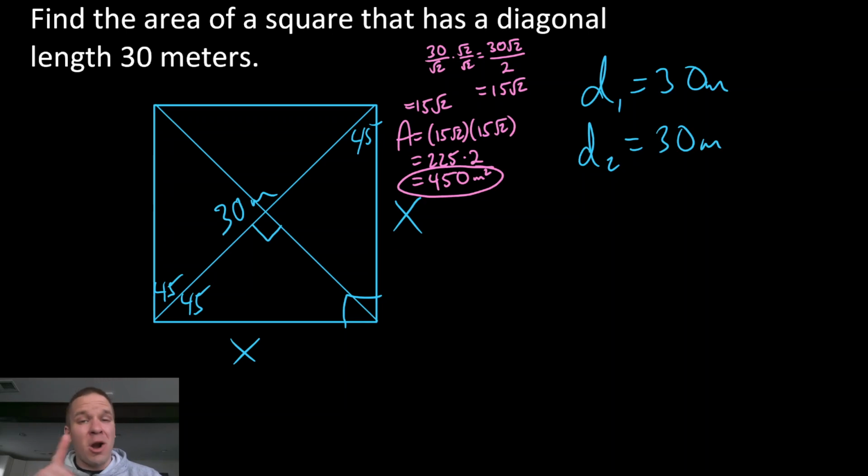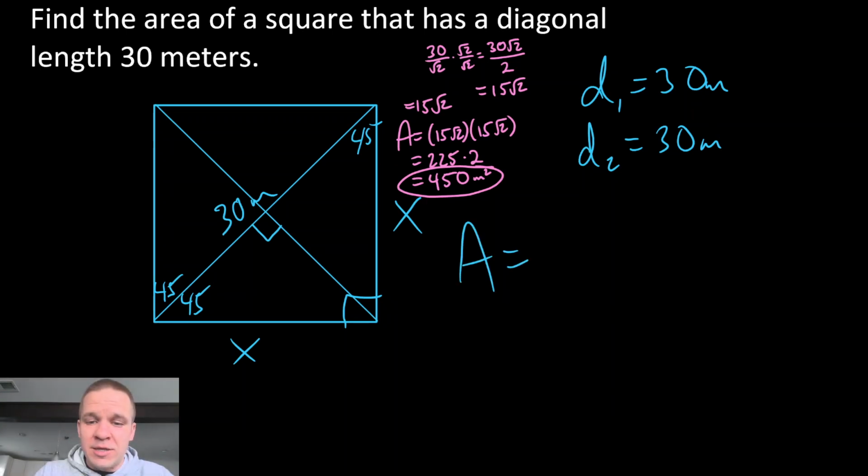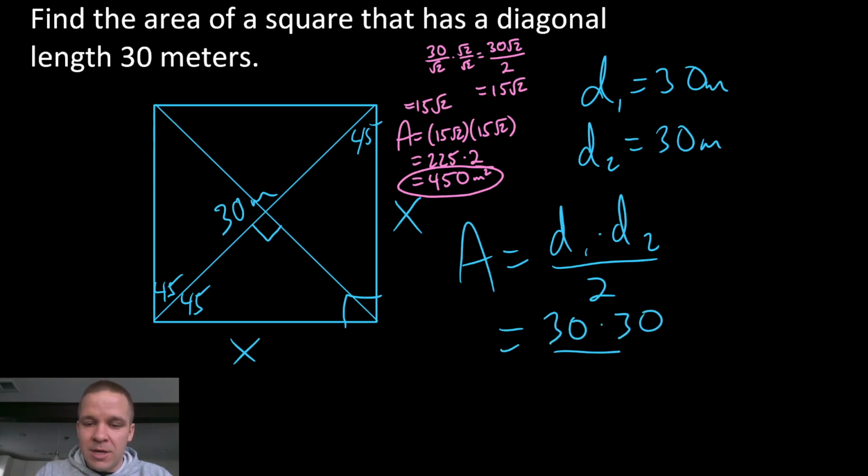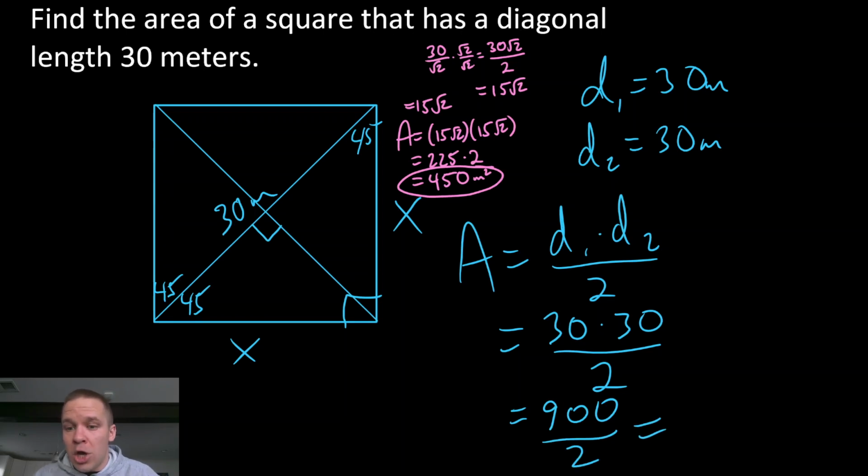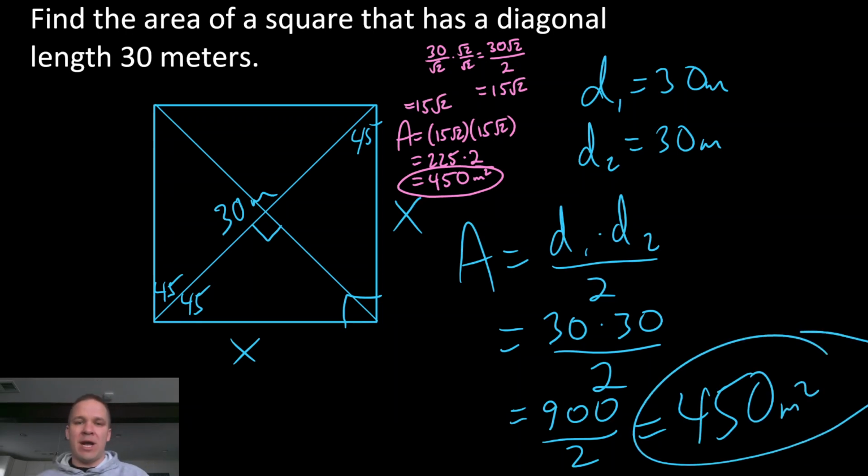Since my diagonals are perpendicular, I can use that area formula from a rhombus or a kite or anything with perpendicular diagonals. Area is equal to diagonal 1 times diagonal 2 divided by 2. And if I do 30 times 30 divided by 2, I end up getting 900 divided by 2, which is, drum roll please, 450 meters squared. Exactly what I got before.